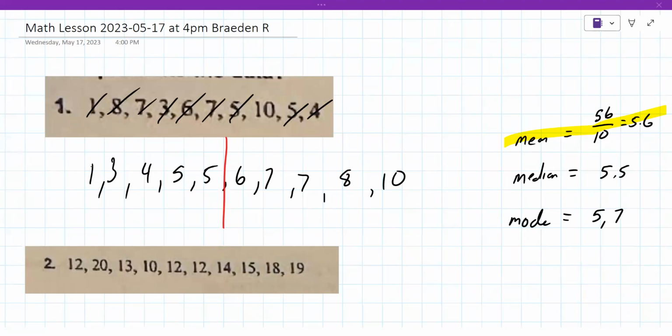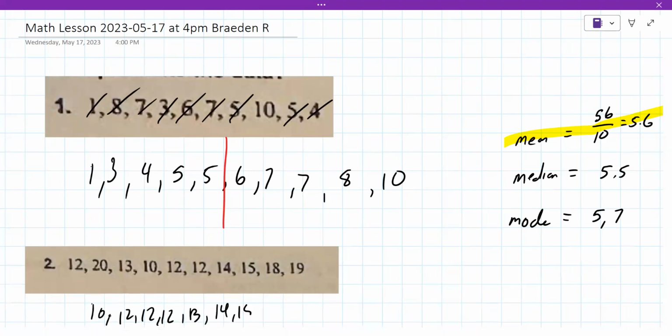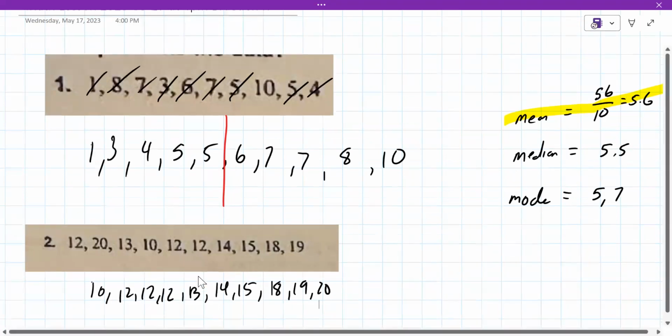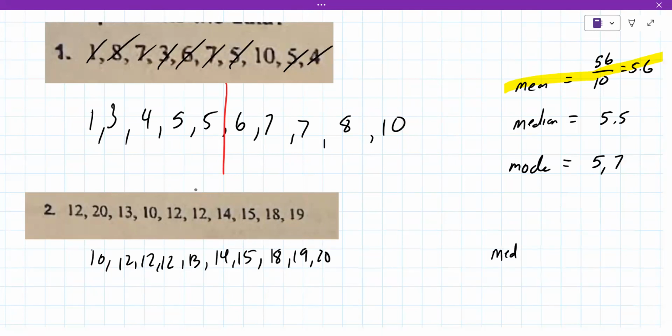Okay, so here is the data in order: 10, 12, 12, 12, 13, 14, 15, 18, 19, 20. Does that look similar to you? I'm thinking maybe you left out a 12. There are 10 numbers. Yes. Oh, then the mean is 12.5. And then the median is 13.5.